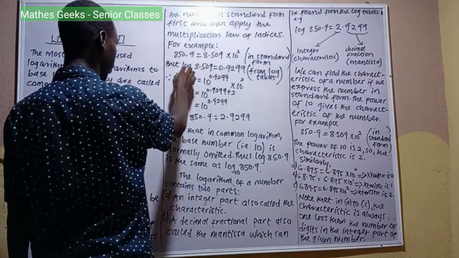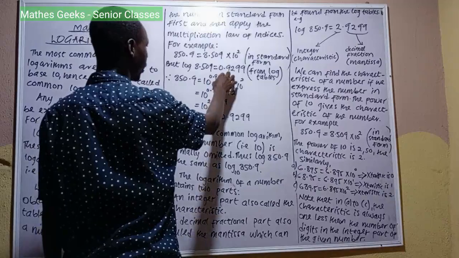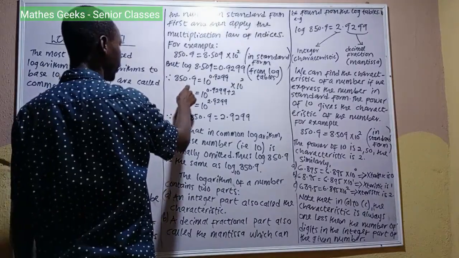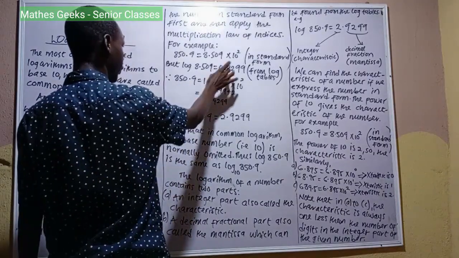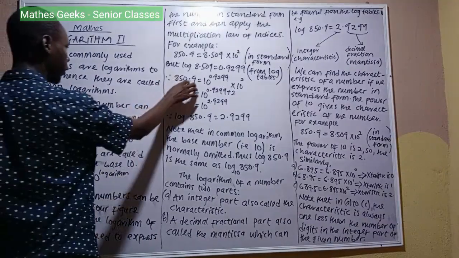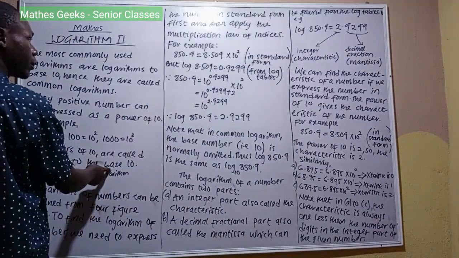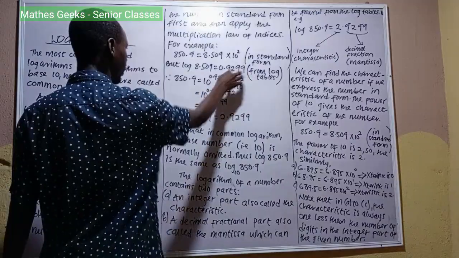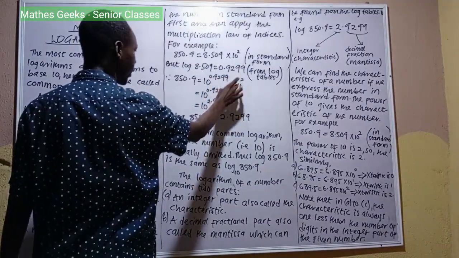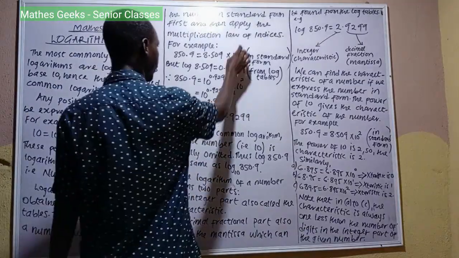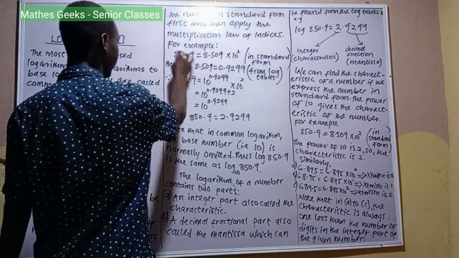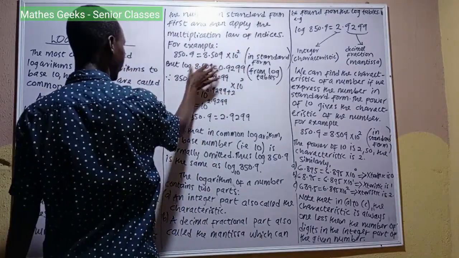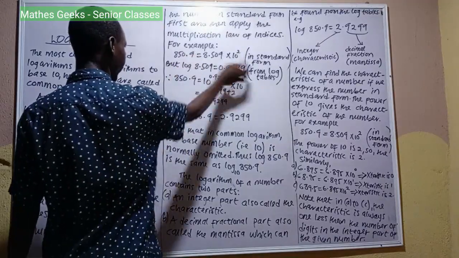But from our tables, log 8.509 is equal to 0.9299. Therefore, 850.9 is equal to 10 raised to the power, and the power is the logarithm. So from our log tables, 850.9 is 10 raised to 0.9299 times 10 raised to power 2. This power 2 is from the number expressed in standard form, and this other part is the log value from tables.